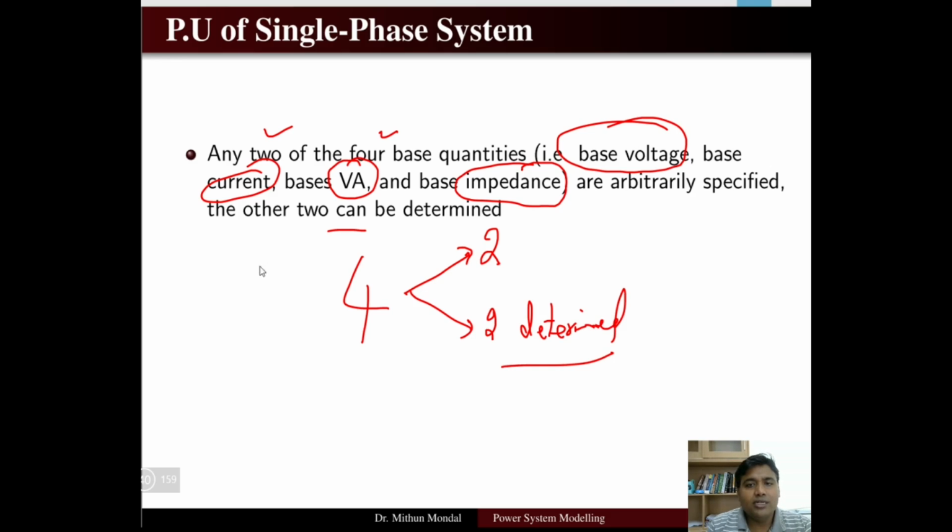So what are the four quantities? It will be voltage, current, power and impedance. This power is basically taken as complex power.